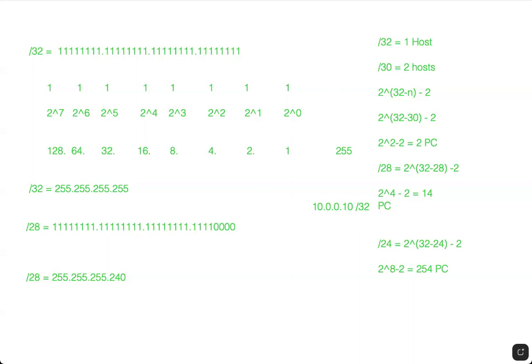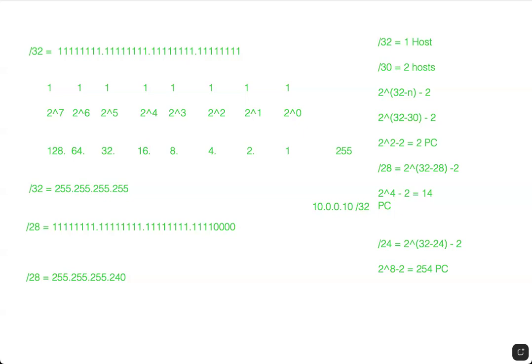Sir, if we write like 10.0.0.10 and, instead of 32, we write 28, what will be the possible IPs? What are the hosts that could be there? You're asking about how we calculate the hosts in that subnet? Yes, the IPs.